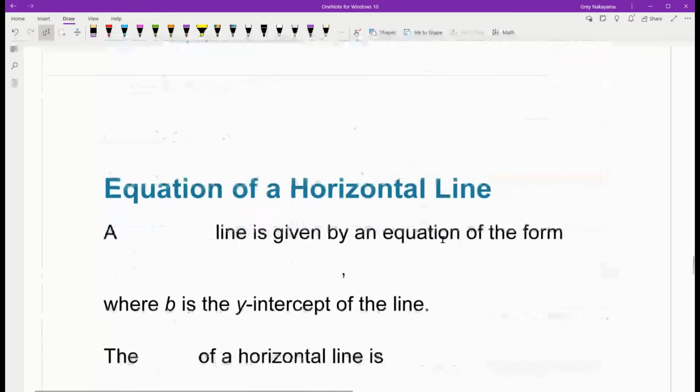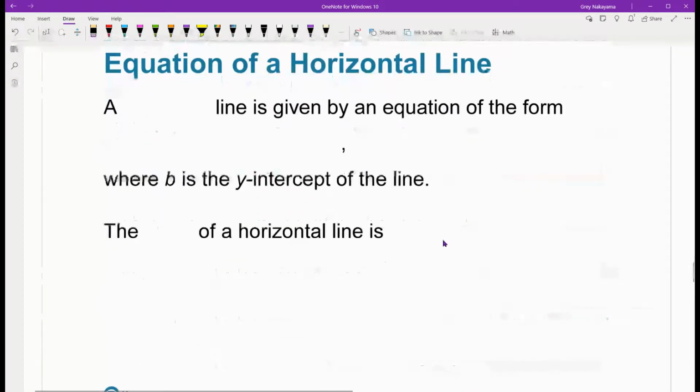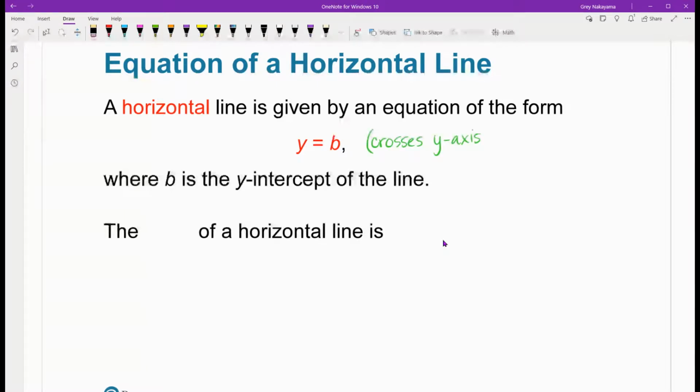Okay, special cases of lines. We have a horizontal line. A horizontal line has the equation of y equals some number. And if y equals a number, it's going to cross the y-axis and be parallel to the x-axis. So the slope of this horizontal line is easy to walk on. There's no slope. Well, I don't want to say no slope. It's a slope of 0. Okay? It's just not difficult. It's easy to walk on.